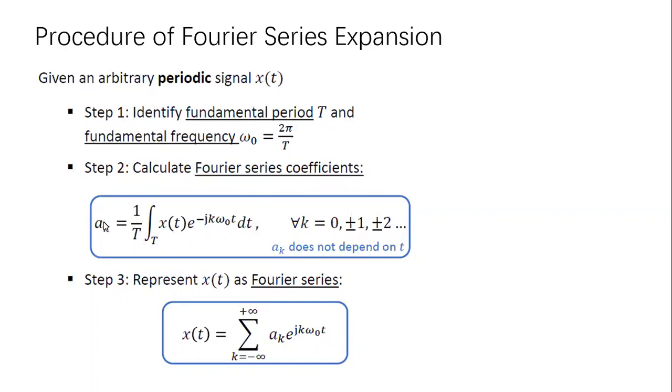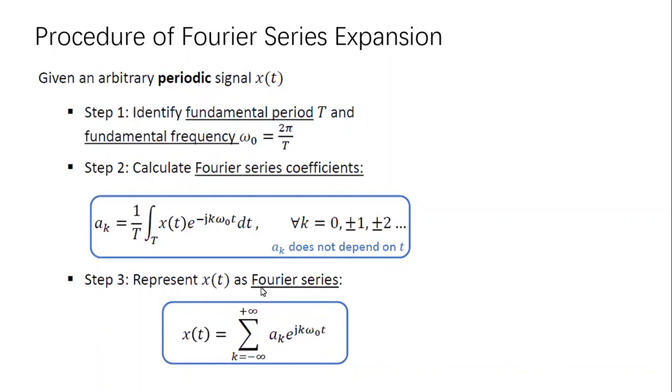And the second step is to calculate the Fourier series coefficients for any integer k. ak is equal to 1 over T integral over a period of T, x of t exponential minus jk omega zero t dt. So this is the most important step when we calculate the Fourier series of a periodic signal, and it is also the most difficult step. And then we represent x of t as the Fourier series: x of t equals infinite sum ak exponential jk omega zero t.